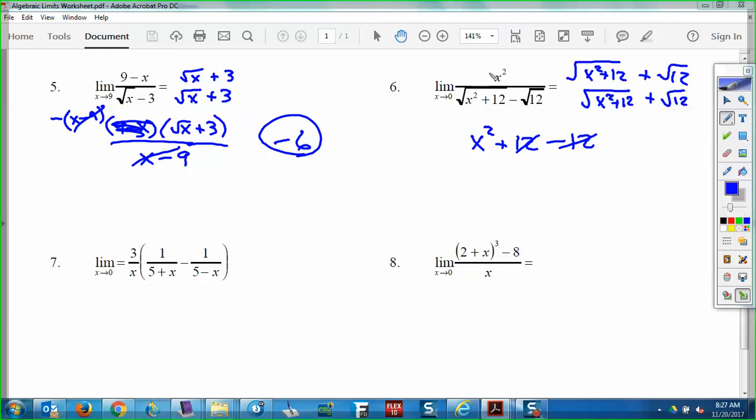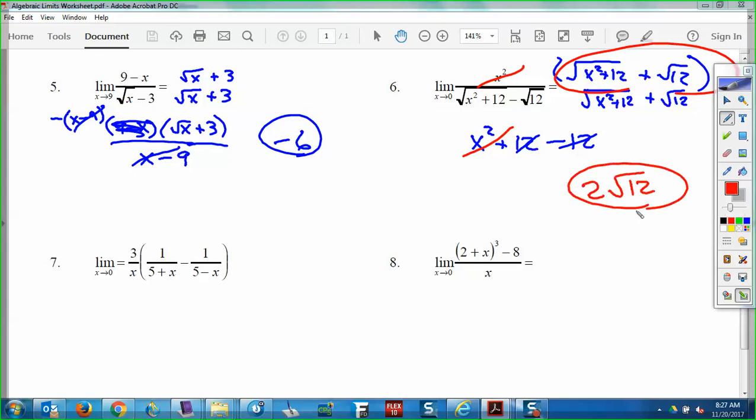And then what do you got on top? You got that times that. Well, what can you do with the x squared? You can now cancel the x squared. And so all you're left with is this guy right up here on top. Now you put in your x approaches 0, you get 0 plus 12, so you get root 12 plus root 12, that'd be 2 root 12. Which I'm fine with you leaving that, but you could simplify the root 12. Okay, so those two are exactly the same problem. Just when you see the radical, you just got to multiply by the conjugate.